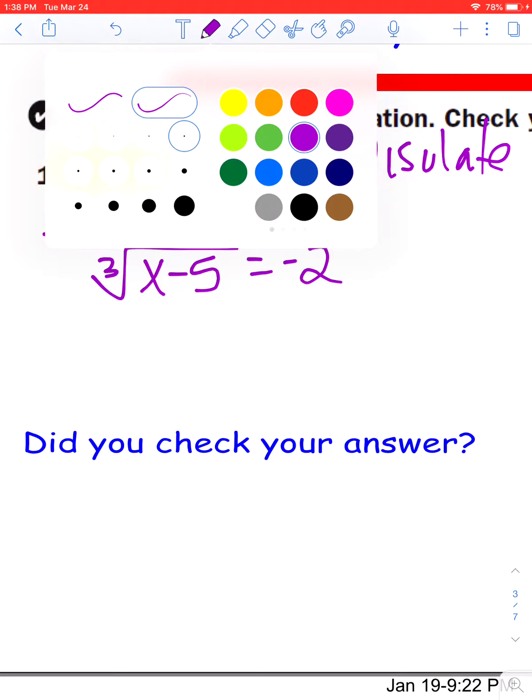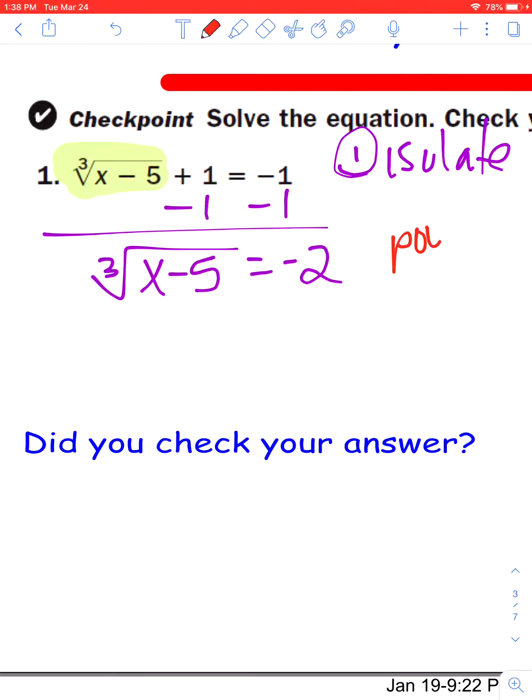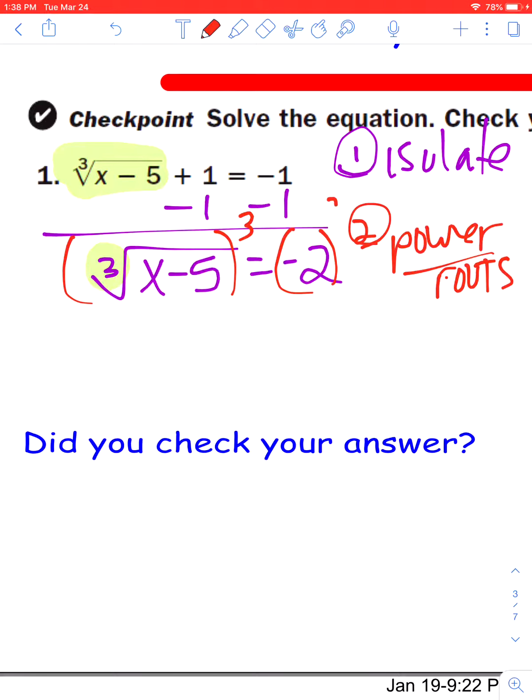Okay, friends, remind yourselves, powers and roots, they undo each other. So step 2 is to raise both sides to the power that undoes the root. Because this is a cube root, I'm not going to square both sides. I'm going to take both sides to the power of 3 so that this 3 and this cube root undo each other to yield an x minus 5.